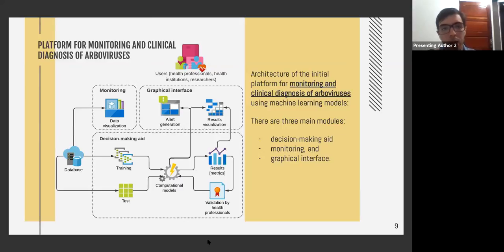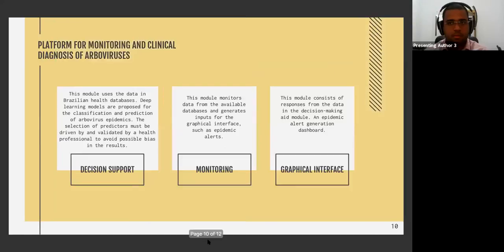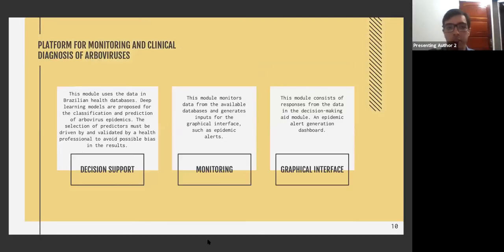The first module, the decision-making module. Next slide. In the first module we are going to use the Brazilian health databases to train the deep learning models. And we are going to use the help of a health professional to correctly select the predictors of the database for us to configure the deep learning model, and then we train with the health database.